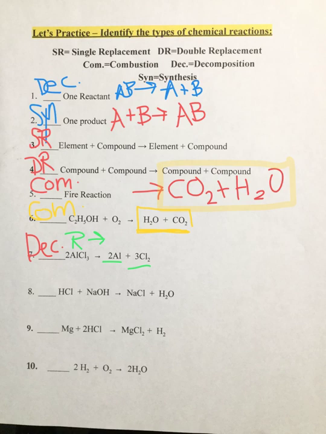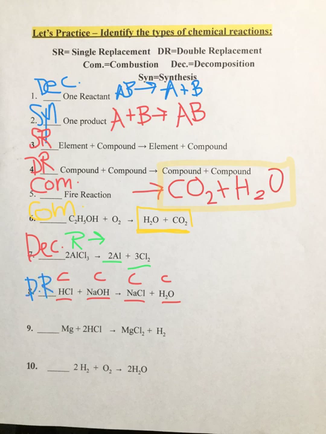Let's look at number 8. Okay, this might take me a little longer. HCl, that's two elements put together, hydrogen and a chlorine, so that's a compound. NaOH, again, that's going to be a compound. After the arrow, NaCl, compound, compound. A compound is going to be when there's more than one element grouped together. So this is a compound on both sides of the arrow. So is this going to be a single replacement or a double replacement? Hopefully you said double replacement.